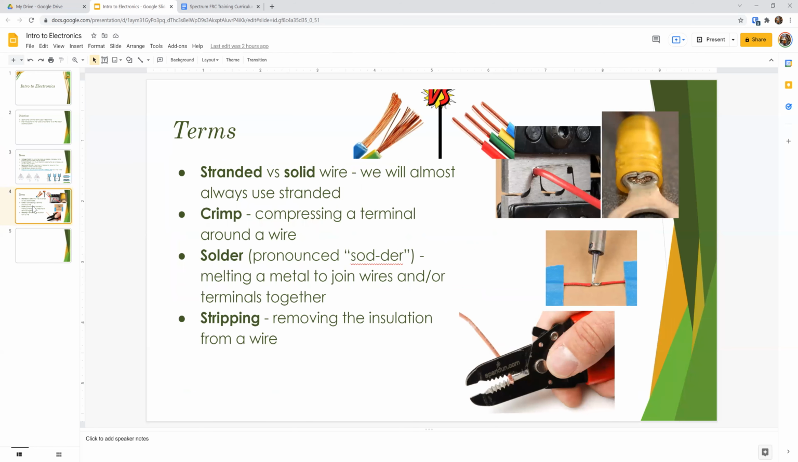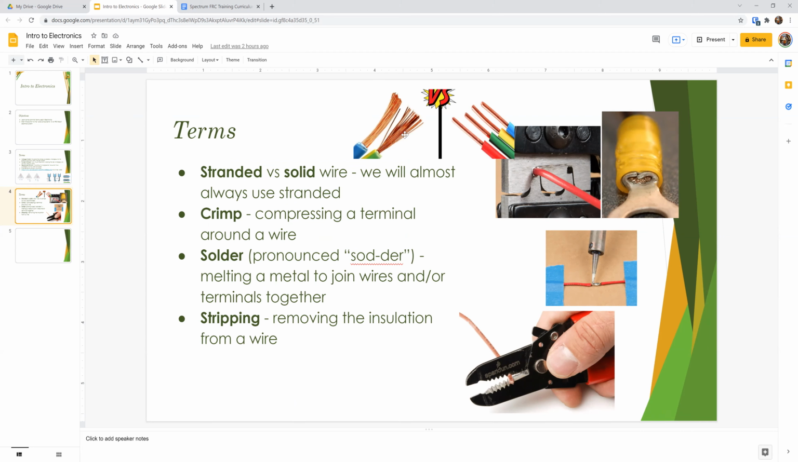Some other terms that we'll talk about a little bit when we do more electrical stuff. So we have stranded wire and solid wire. We've got a picture of that up here. Stranded wire is what it sounds like. It's one wire, but it's a bunch of little wires all together. You can see it's stranded. You can separate that out. And then there's solid core wire, which is just one piece of copper surrounded by the insulation.